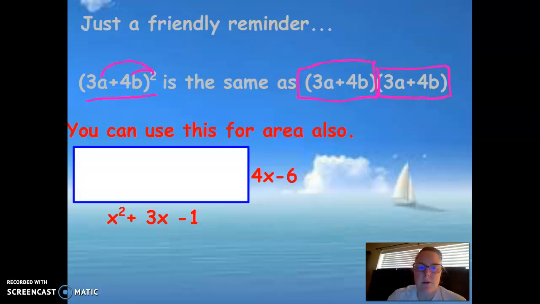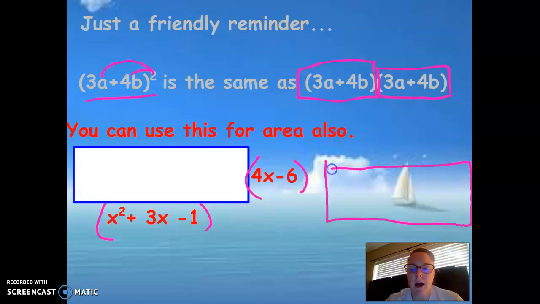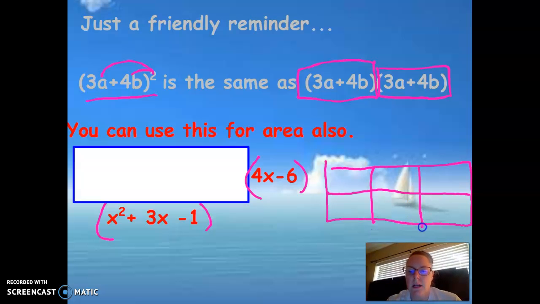The last example I have for you is using area, and we have a rectangle here with x squared plus 3x minus 1 as its length and 4x minus 6 as its width. You're just going to multiply those to each other. With this one, I definitely suggest using the box because this is a trinomial times a binomial, which means we're going to need 4x minus 6 over here, x squared plus 3x minus 1 on this side.